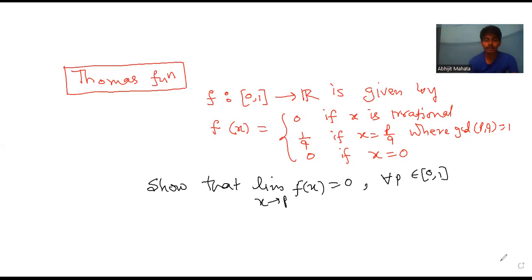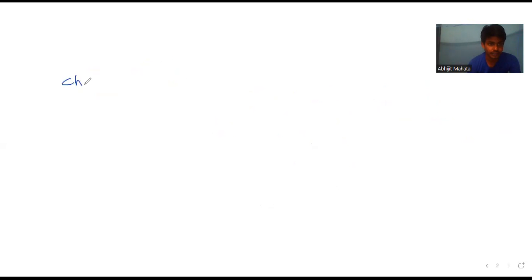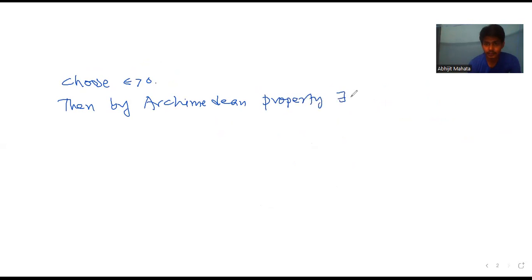So how to do it? We will use the epsilon-delta definition. Let us choose epsilon greater than 0. Then by the Archimedean property, there exists k belonging to N such that 0 is less than 1/k, which is less than epsilon. This is a very standard property, and it comes from the unboundedness of the natural numbers inside R, basically.